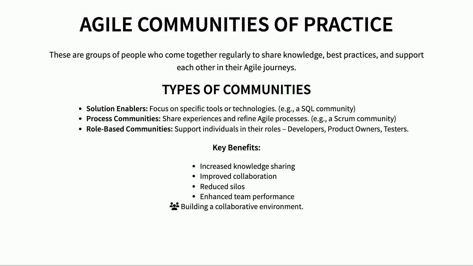Let's talk about Agile communities of practice. Think of these as your go-to groups for all things Agile. They're essentially informal networks that help teams learn from each other and build up their expertise. There are different types, like communities focused on specific tools, those dedicated to refining our processes, or even ones geared towards supporting people in particular roles. The main goal is to foster better collaboration, share knowledge, and ultimately boost team performance by breaking down those silos and encouraging a more connected approach.